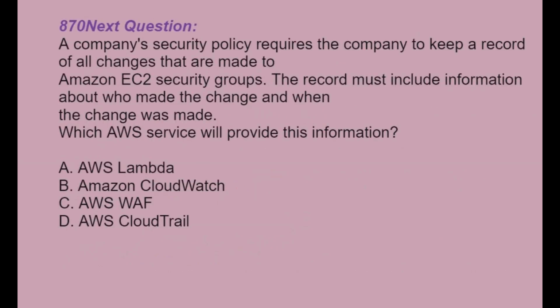Question is, a company's security policy requires the company to keep a record of all changes that are made to Amazon EC2 security groups. The record must include information about who made the change and when the change was made. Which AWS service will provide this information? Option A, AWS Lambda. Option B, Amazon CloudWatch. Option C, AWS WAF. Option D, AWS CloudTrail. Correct answer is option D.